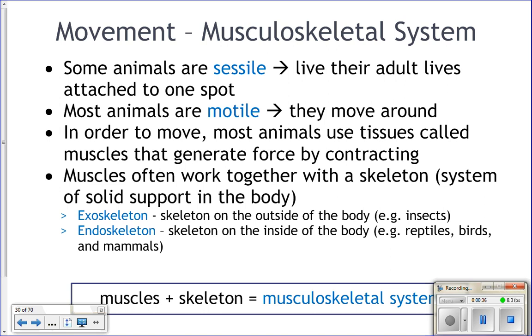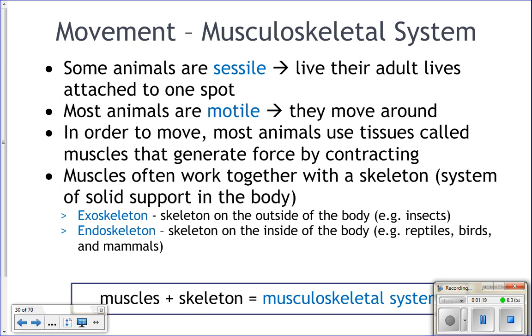These animals are not really going to get up and swim or move around. They will be attached to one spot, but they may have some sort of muscle system that allows them to sway or contract something and move parts of their body. They just don't get up and swim around. But most animals are motile, meaning they move around. In order for them to move around, they're going to have these things called muscles. The muscles help them to move by contracting. The contraction of the muscles is actually what generates the force that an animal needs in order to move.